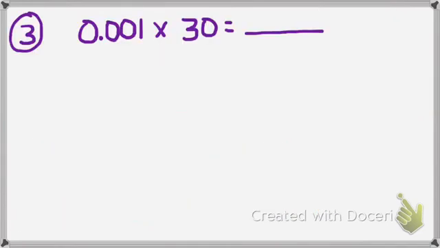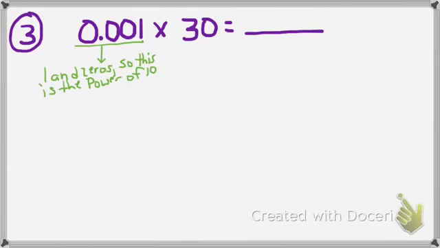Let's take a look at problem number 3. I have 0 and 1,000th times 30. Which number is the number that will tell me what to do with my decimal? It's going to be my first number. 0 and 1,000th is a 1 with zeros. So this is my power of 10 number. What does this number tell me for moving my decimals? Well, 0 and 1,000th is less than 1.